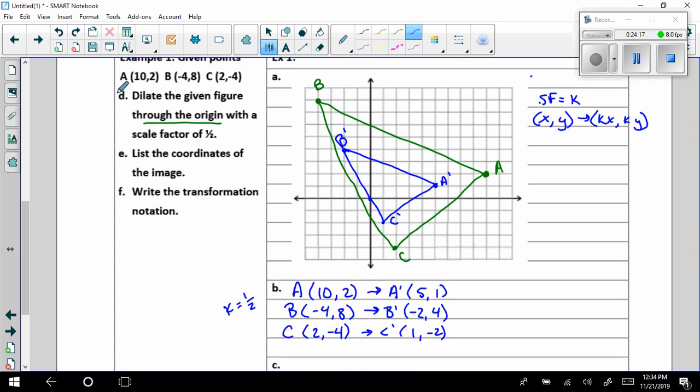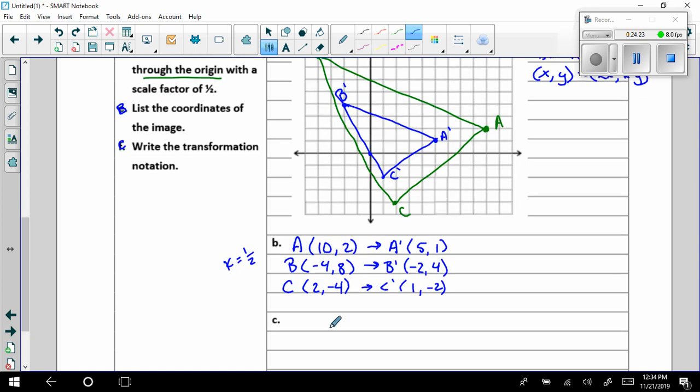And sorry about this here. A, B, C. Transformation notation for this one, we're going from XY to 1/2 X and 1/2 Y.